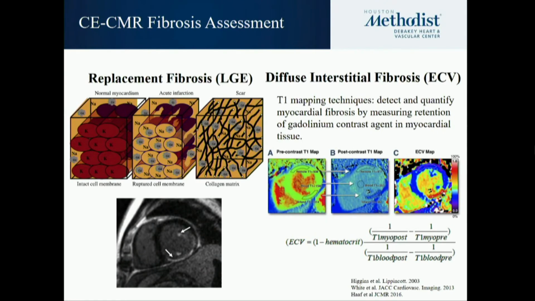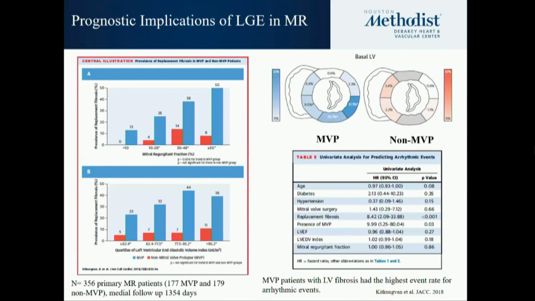So we do a pre-contrast T1 map, give the gadolinium, wait about 15 minutes or so, do a post-contrast, get an ECV map, and by using the equation with correction for hematocrit, we're able to determine the ECV, or the percent fraction of the myocardium that's taken up by the extracellular space. And so this has prognostic implications for replacement fibrosis in MR.